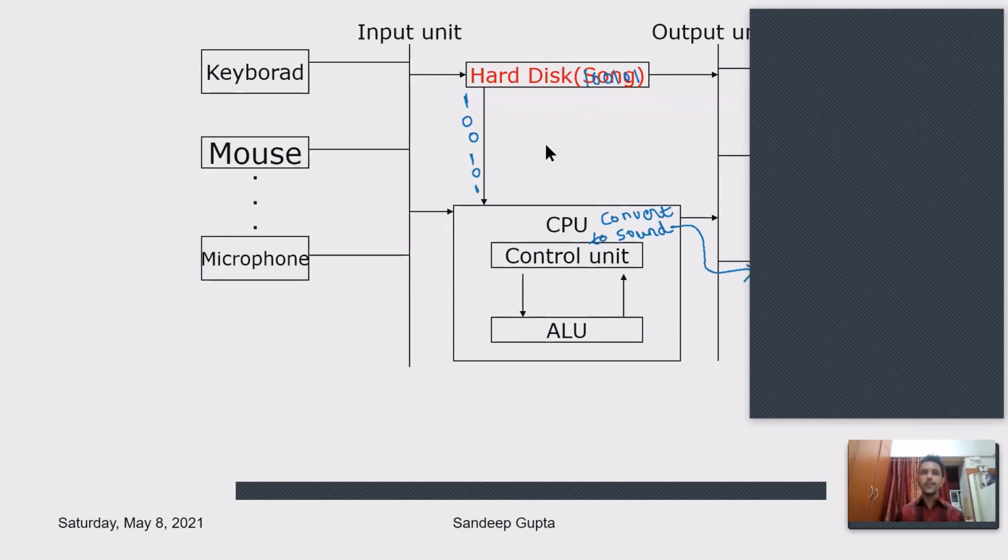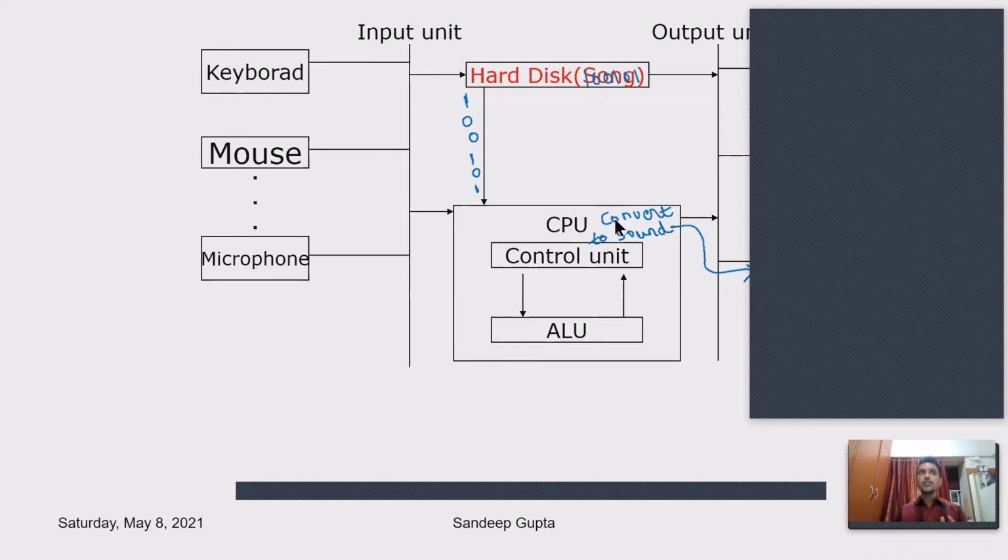So listen to me carefully. The concept over here is that hard disk has high access time, which means hard disk is slower than RAM. So if the song is directly transferred from hard disk to CPU, then this song will be transferred very slowly, and the CPU will not receive the required number of bits continuously. The CPU is very fast. So it will convert some amount of bits to sound, and then it will wait for the hard disk. While it is waiting for the hard disk, you will hear those breaks.